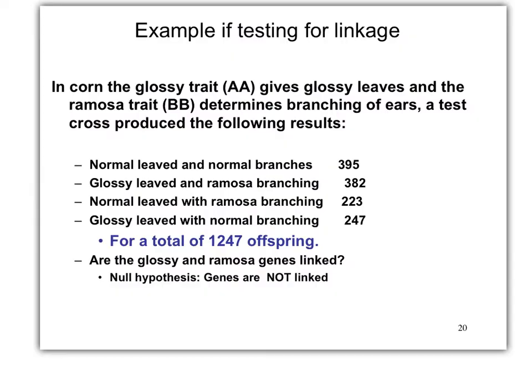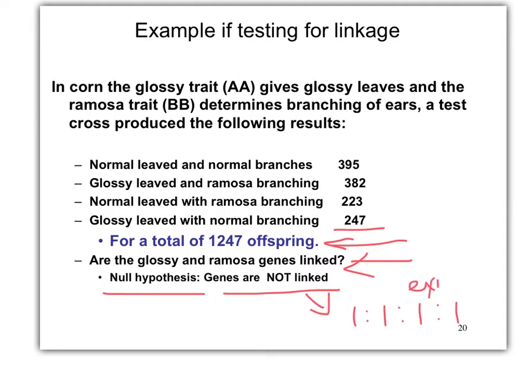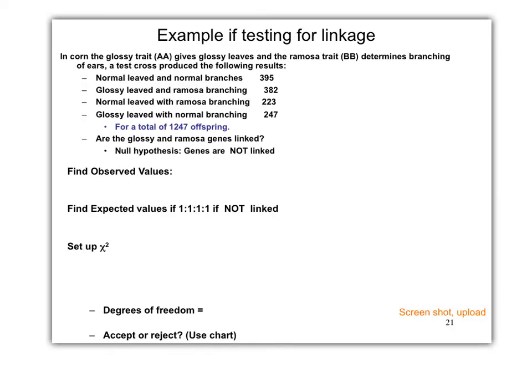Okay, this was our example for testing for linkage, right? You were given these numbers and you were told that's their total if you add it up, and then the question is, are they linked? Our null hypothesis is always not linked. Why? Because then we can expect a 1-to-1-to-1 ratio. So what do we do first?